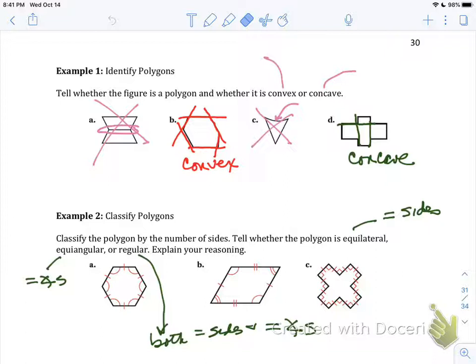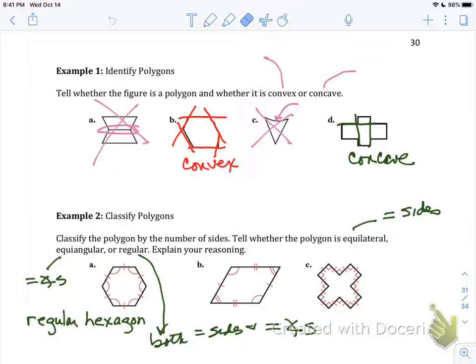Okay, look at the first shape for A. I see I have 1, 2, 3, 4, 5, 6 sides. It's a closed shape. That's a hexagon. All right, then I look and I see, wait a second, all the sides are equal. They have the same hash mark, and all the angles inside are equal because they have the same semicircle mark. So this is a super special hexagon. It's a regular hexagon. Okay, changing colors.